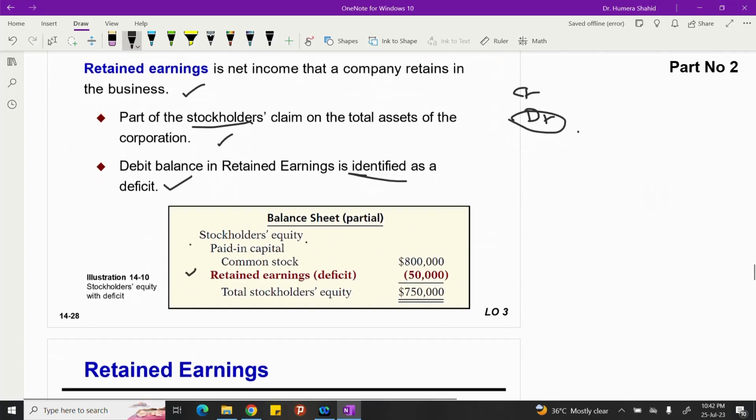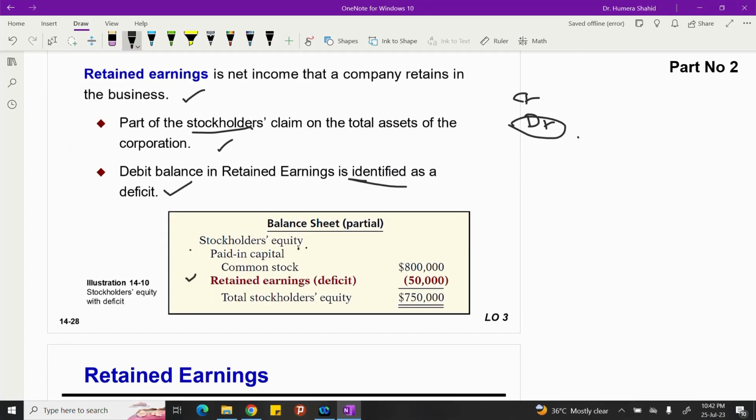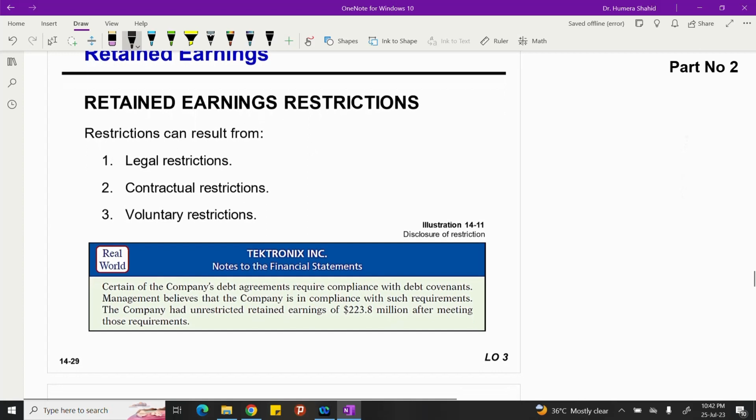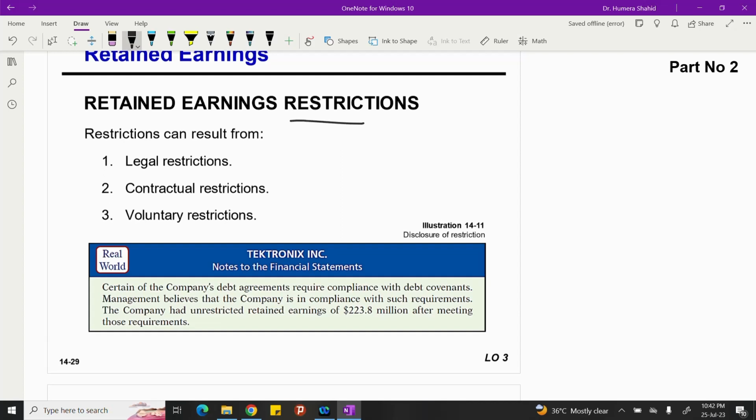Okay, so same we are doing here. Retained earning is a deficit, so it is deducted. Equity decreases because of this deficit. Sometimes we have, why do companies maintain the retained earning? Because of restrictions on them. These restrictions could be legal, they could be contractual, and they could be voluntary. Legal restrictions are employed by the authorities.